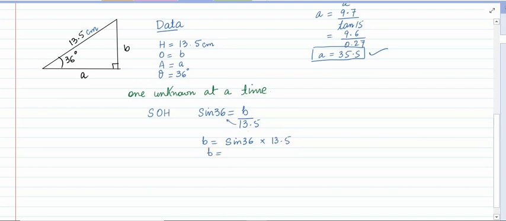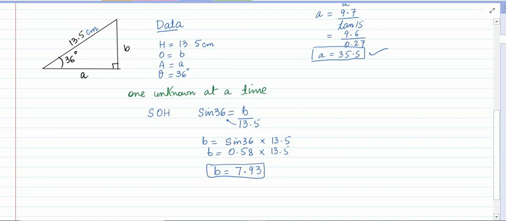And b is equals to, now sine 36 you can find it by your calculator. It's 0.587 multiplied by 13.5. So when you multiply it gives you value of 7.93. Right? Now we have the value of b.